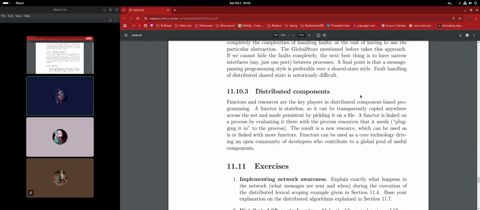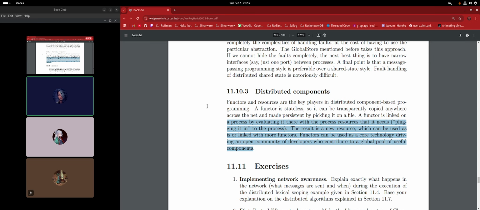Distributed components. Functors and resources are the key players in distributed component-based programming. A functor is stateless, so it can be transparently copied anywhere across the net and made persistent by pickling it on a file. A functor is linked on a process by evaluating it there with the process resources that it needs. The result is a new resource which can be used as is or linked with more functors. Functors can be used as a core technology driving an open community of developers who contribute to a global pool of useful components.